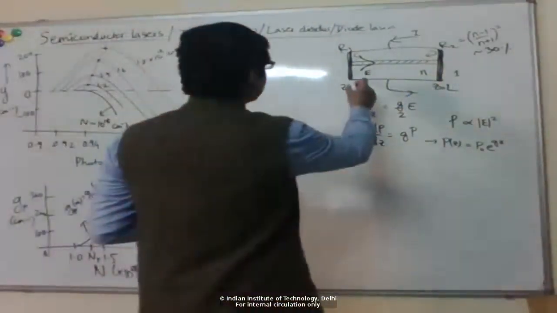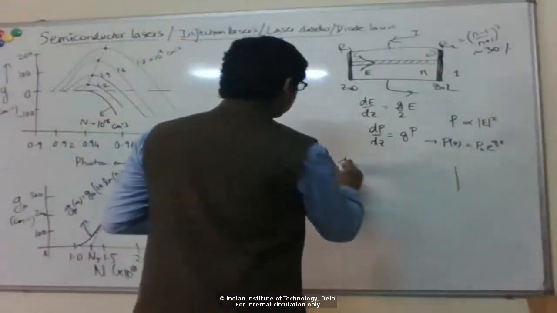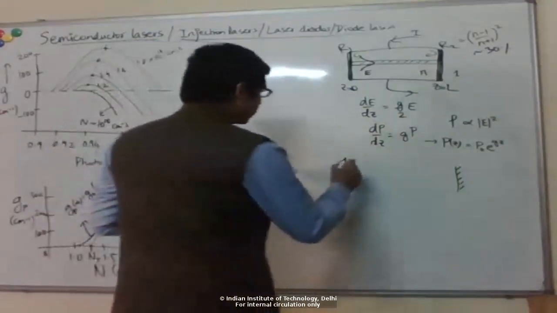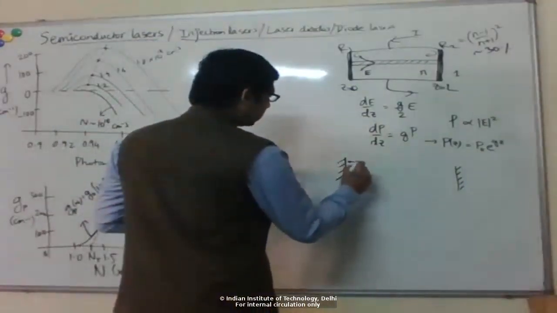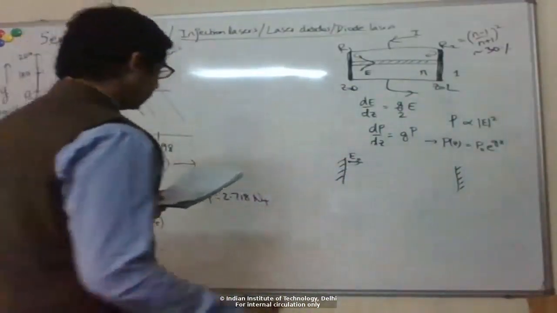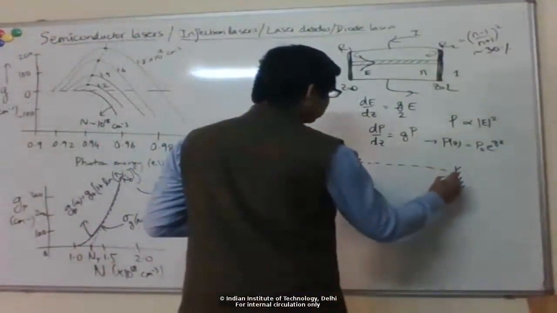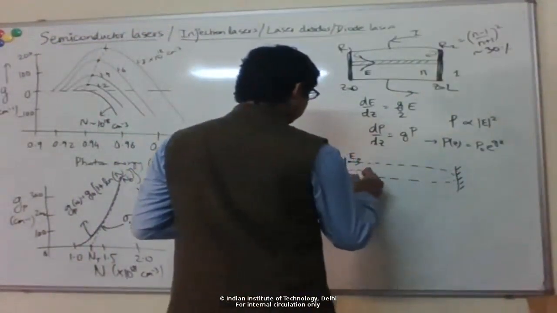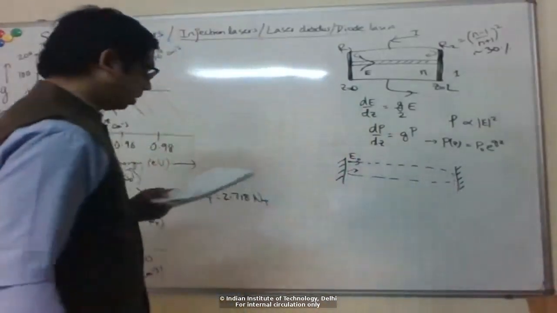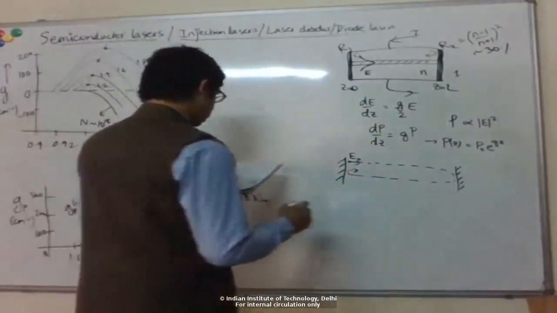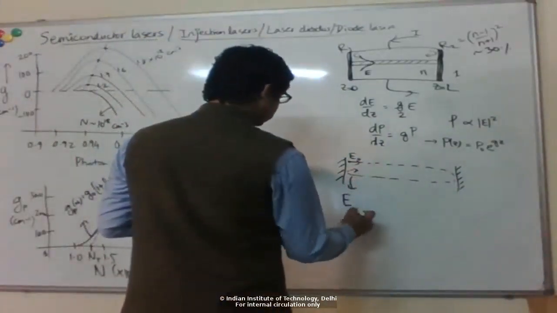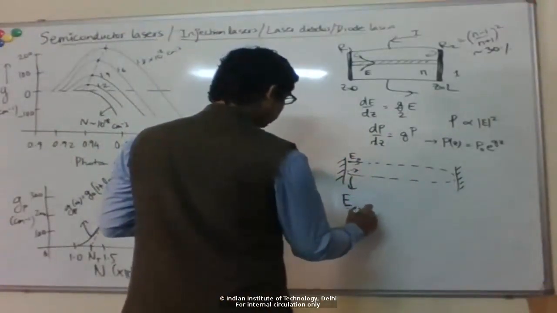Right. So again, if we look at what is happening in this laser cavity, if we start from one end here, let's say the field is E naught, and then we see what happens in one round trip. So we do one round trip and come back. Here, E after one round trip.